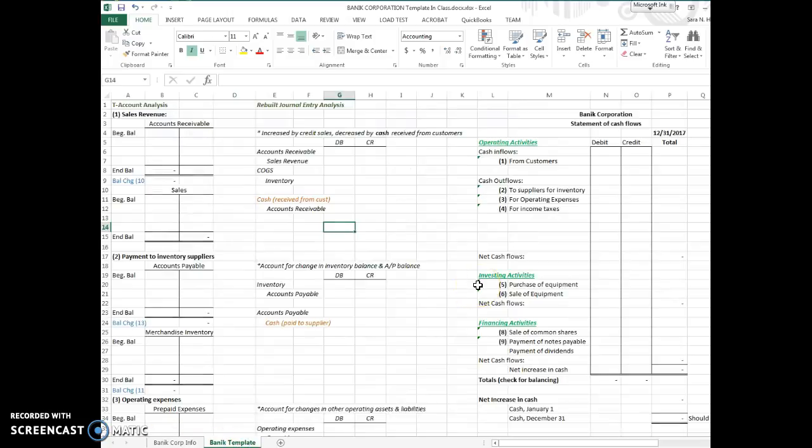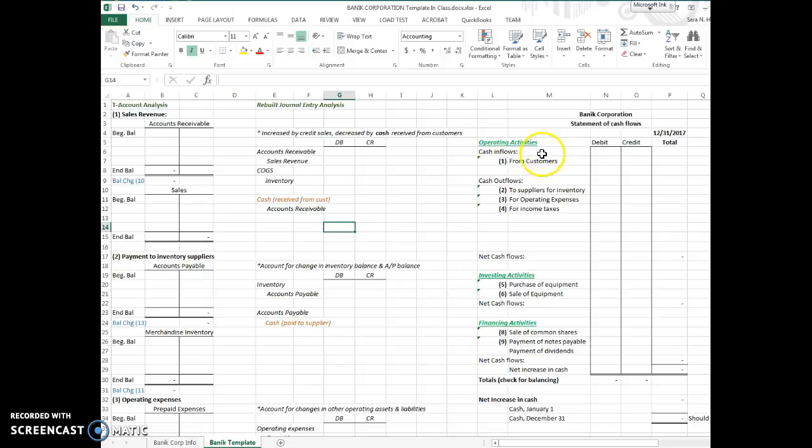Let's begin by taking a look at the template. You're going to see off to the right here is a blank statement of cash flow. So our goal is to fill this in using the direct method by the end of the video. What we have off to the left are different ways that we're going to analyze our statement information to try and figure out exactly what was the cash portion of the transaction.